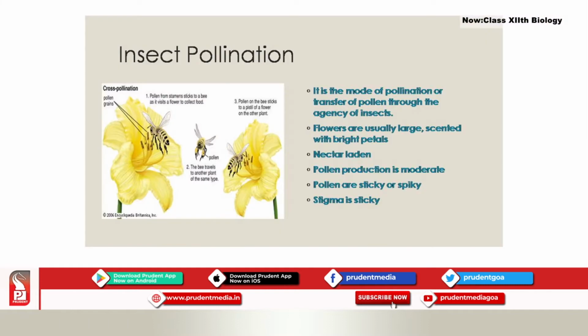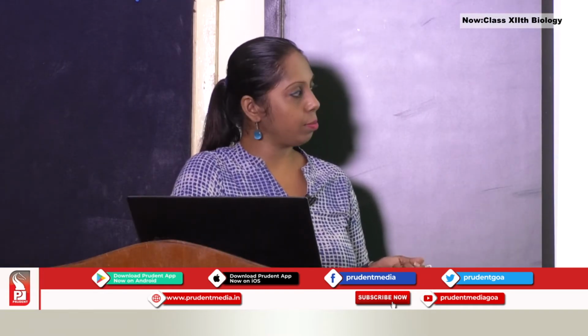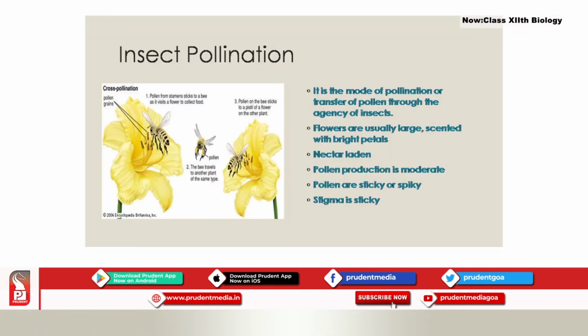And the pollen, what should be the nature of the pollen? The pollens have to be sticky or spiky so that they can adhere to the body wall of the insects. And the pollen production is moderate. You don't require the pollen production to be in large numbers. And what should be the nature of the stigma? The stigma has to be sticky so that the pollens can get attached to it.